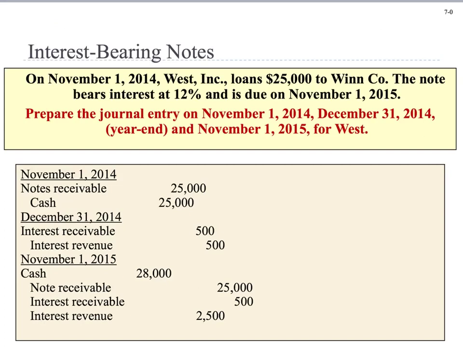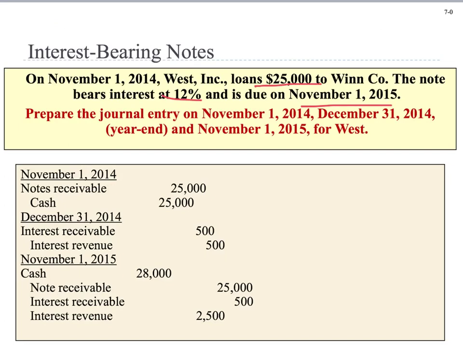So in this example, on November 1st, 2014, West Inc. loans $25,000 to WinCo. Okay, $25,000. The note bears interest at 12%, and it's due on November 1st, 2015. They're asking us to prepare journal entries on November 1st, 2014, and December 31st for West. So the entry that you're going to make on November 1st, when the note was first issued, is your notes receivable.